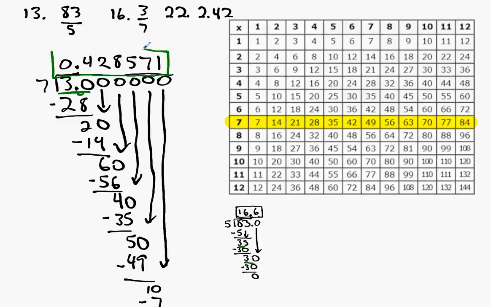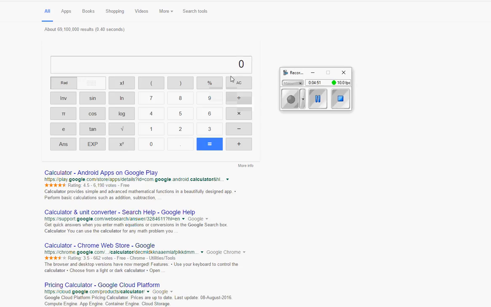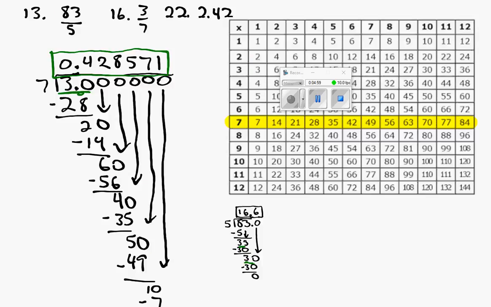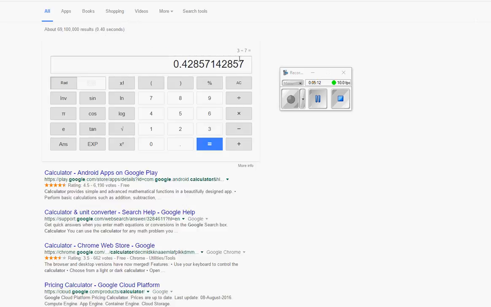So 3/7 is all this, 0.428571. Now it's interesting about 7ths, and I can bring up a calculator here, and we can prove that 3/7 is the number we said. Oh, I forgot, let me put this on here. This is not just 0.428571. I got ahead of myself. This is 0.428571 repeating. That's important. That was my bad. Almost caught myself. Okay, so 3/7 is 0.428571 repeating.